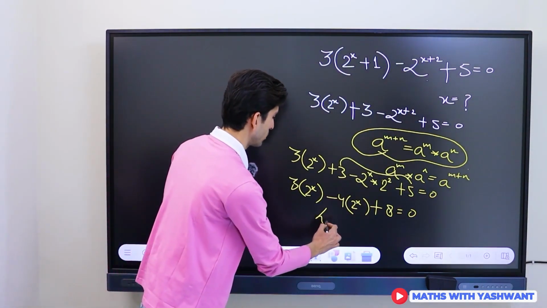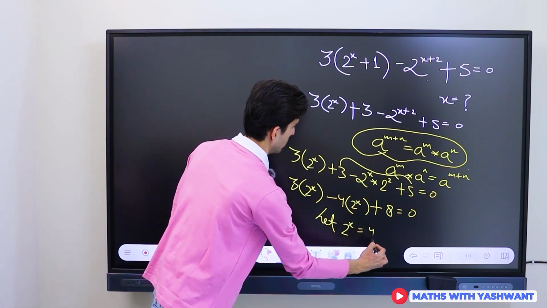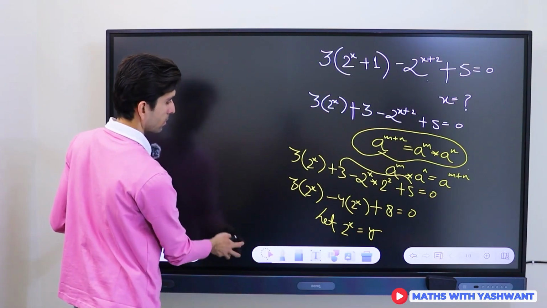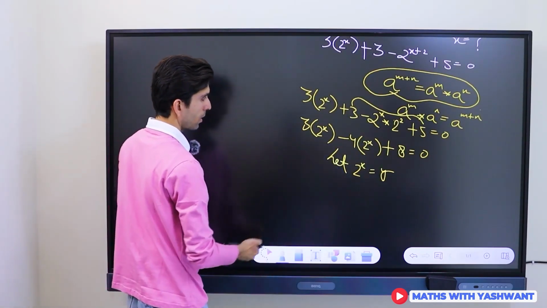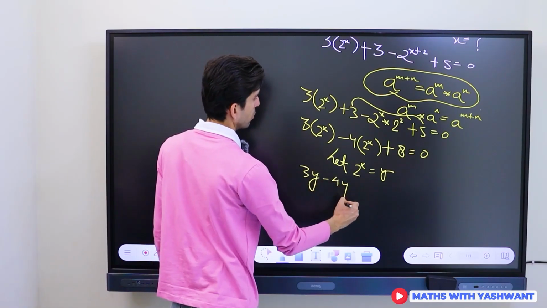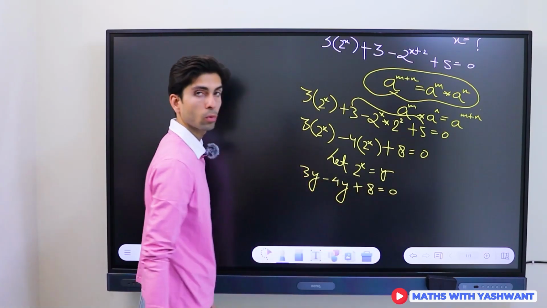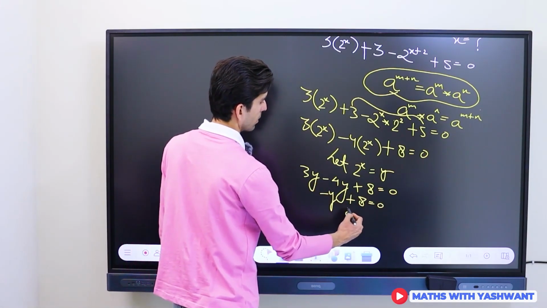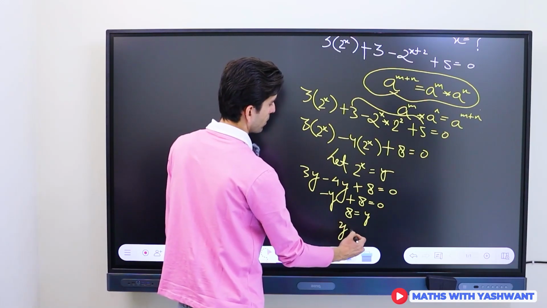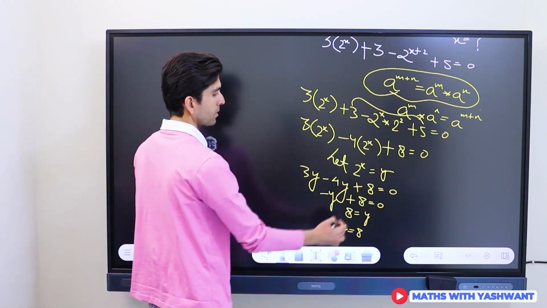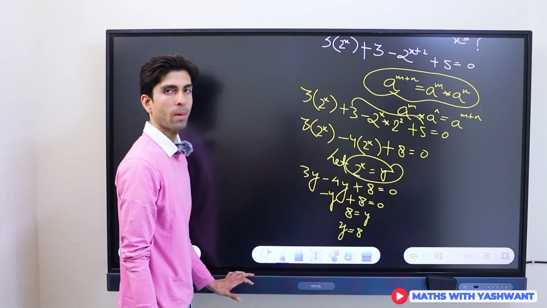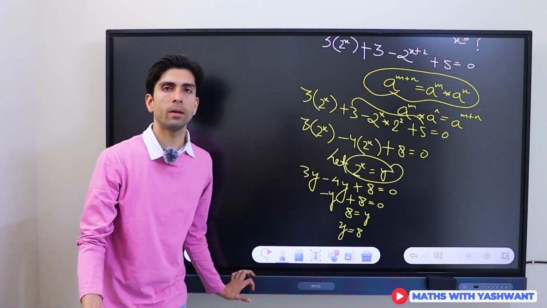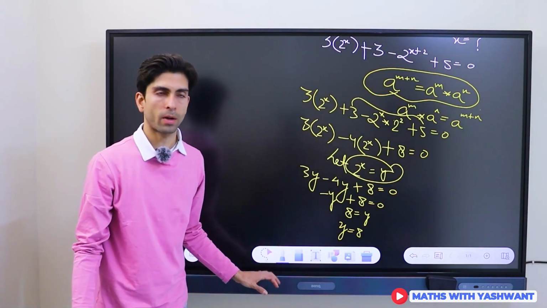Let's suppose 2 to the power x is equal to y. So if you put 2 to the power x is equal to y, then you get 3y minus 4y plus 8 is equal to 0, right? Then you get minus y plus 8 is equal to 0, which is actually y is equal to 8. So we have y is equal to 8. Now y is actually 2 to the power x. So we'll back substitute the value of y as 2 to the power x because we have to find the value of x. Finally, our answer will be in terms of x.